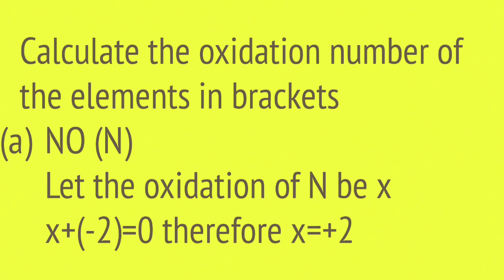Then mathematically, we shall be able to leave X on that side and move -2 to the other side of the equal sign, such that it becomes +2. Therefore, the oxidation number of nitrogen in nitrogen 2 oxide is +2.